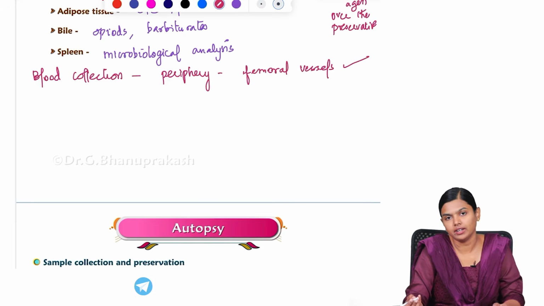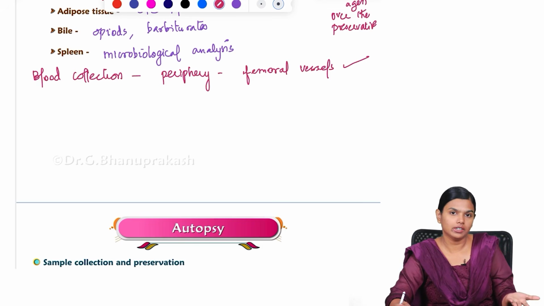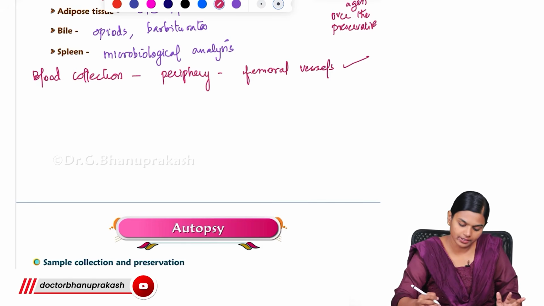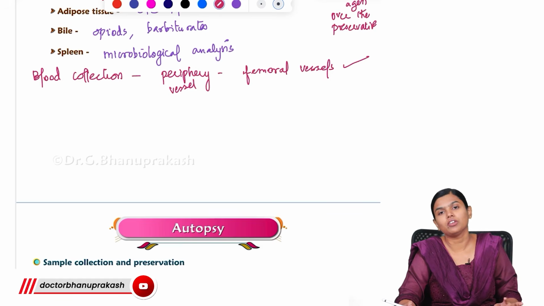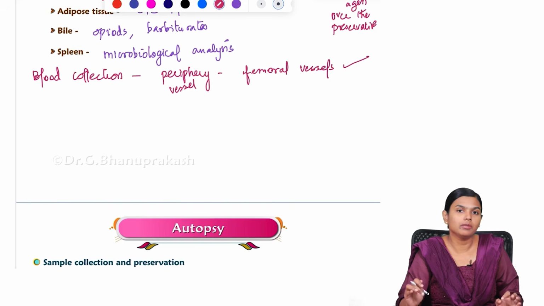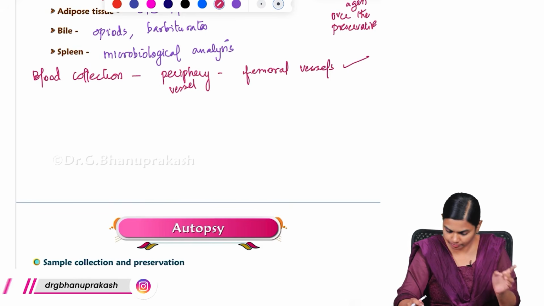Why? Because if it is a case of poisoning, if it has been done before the death, the poison would have entered the system. Then if you are seeing that in the peripheral vessel like a femoral vessel, if you are detecting the poison in the periphery, it means the poison has actually been in the system, not introduced post-mortem. Like that we can identify.